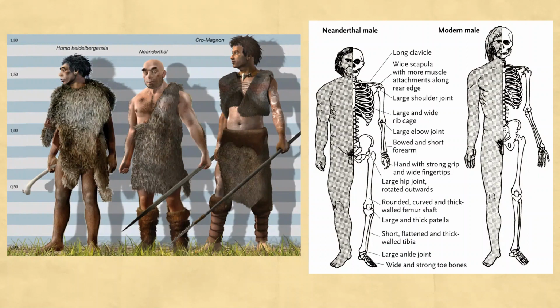Hands have very strong grip with wide fingertips and rounded curve, thick-walled femoral shafts. Even though they're more resistant to breakage, we see more breakage in the Neanderthal populations than we do in modern humans, which tend to be more gracile. So we could say that the Neanderthal is more robust, even though it's shorter, and the fully modern human is more gracile, slightly taller.